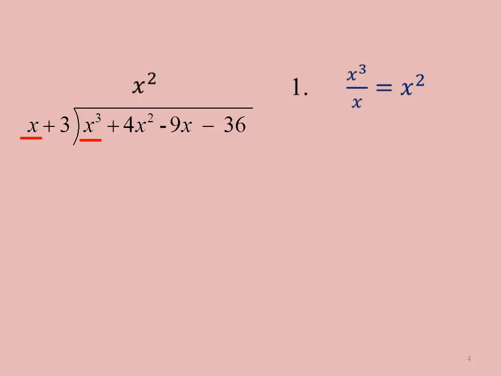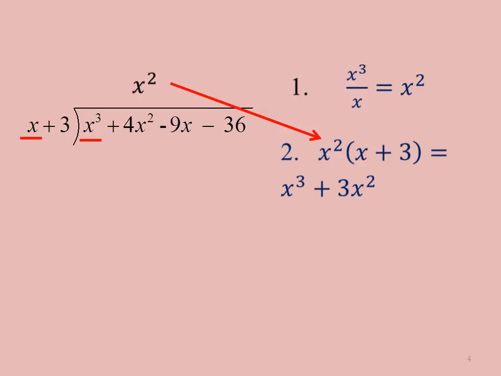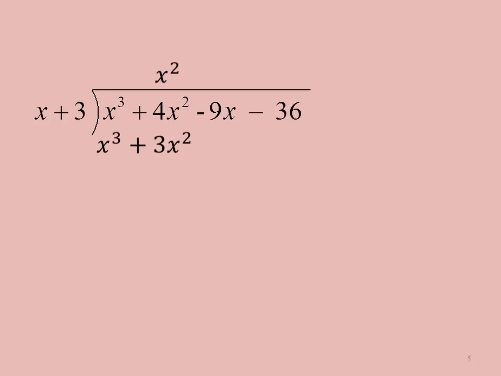Next, we carry out a calculation. We take this x squared and we multiply it by x plus 3, in which case you will get x cubed plus 3x squared. These two terms are then written under the x cubed plus 4x squared, which is in the bus stop. Next, we draw a line and we subtract. x cubed minus x cubed is 0. 4x squared minus 3x squared is x squared.